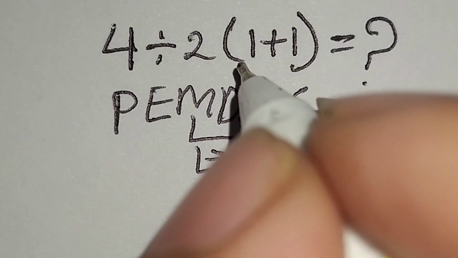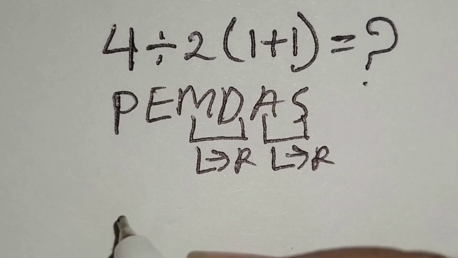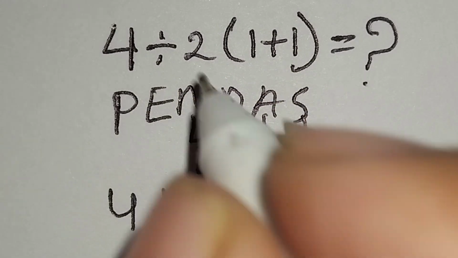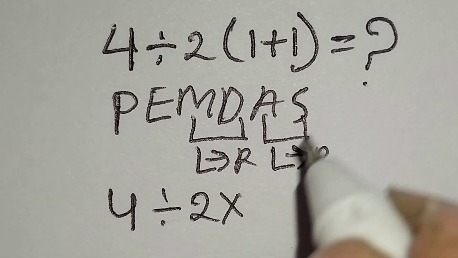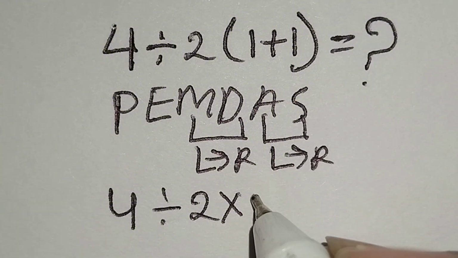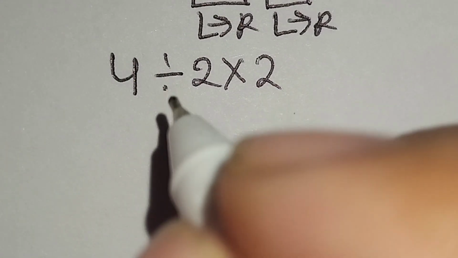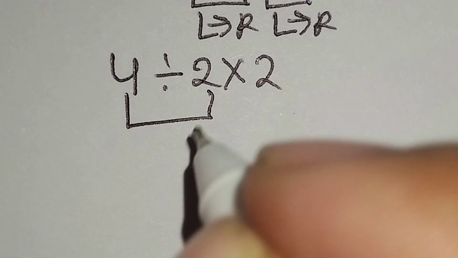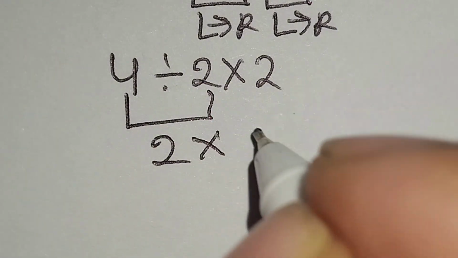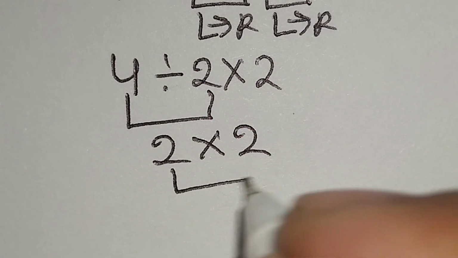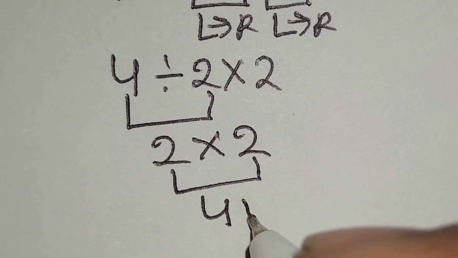Therefore, at first we have to work with this parenthesis. Here, 1 plus 1 gives us 2. Now I have to work with this division. Here, 4 divided by 2 gives us 2, multiplied by this 2. 2 multiplied by 2 gives us 4, and this is the correct answer.